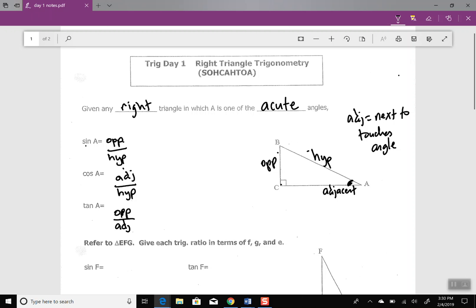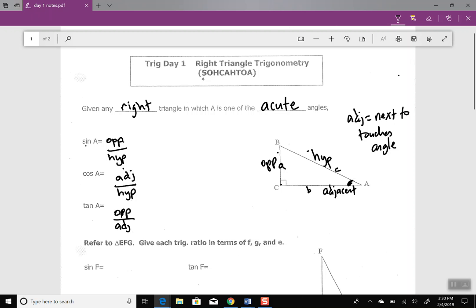Okay. When we're labeling these things as well, this side gets labeled as a little a, this side gets labeled as a little c, and this side gets labeled as a little b. So when we're talking about angle A, angle B, angle C, side A is the one that's opposite angle A, side B is opposite from this angle, and side C is opposite the 90-degree angle, the hypotenuse, that little c right there.